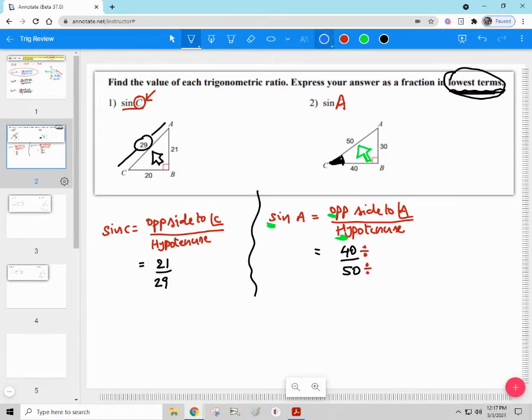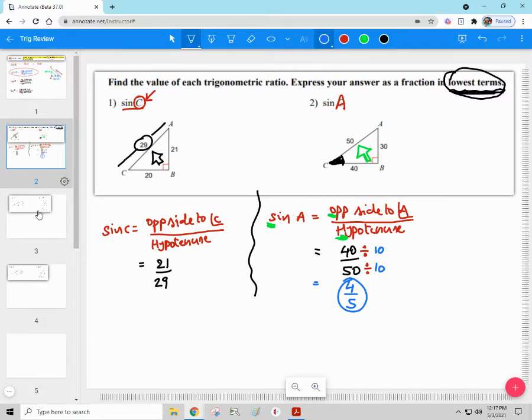You can take 2, you can take 5, you can take 10. 10 is the largest number that divides both. So I'm dividing both by 10. 40 divided by 10 gives me 4, and 50 divided by 10 gives me 5. Therefore, this is expressed in its lowest terms. Anyhow, this is a pretty easy example.